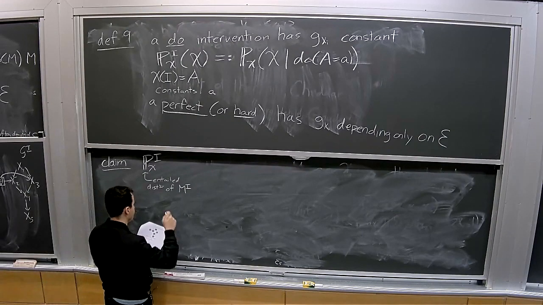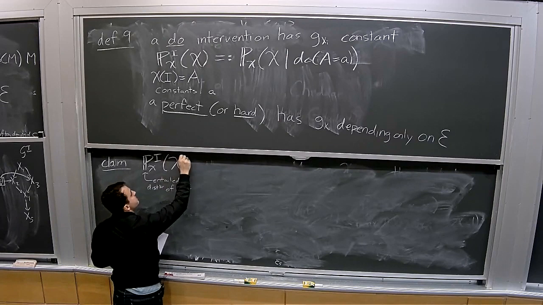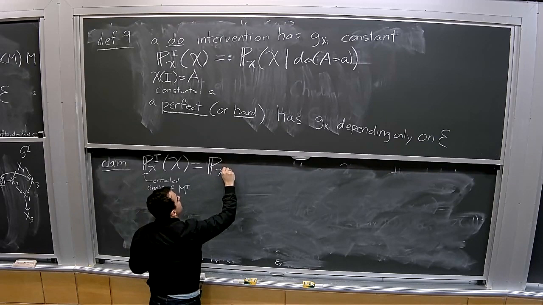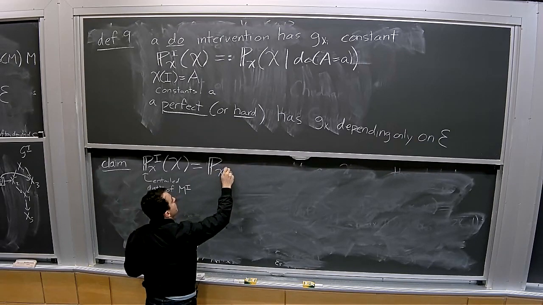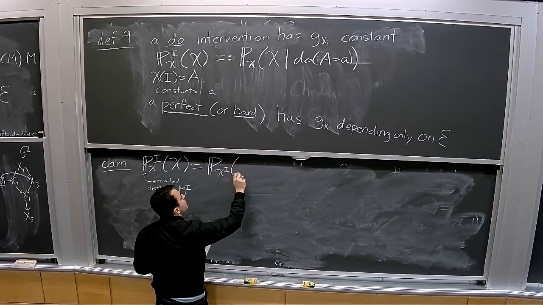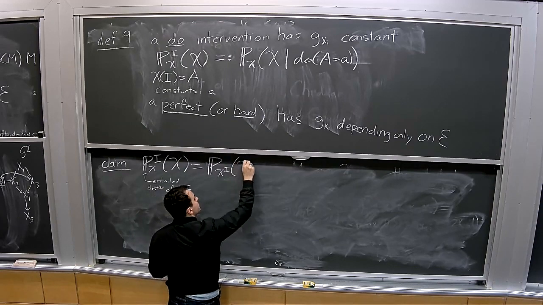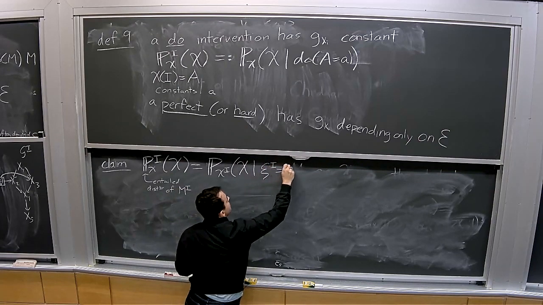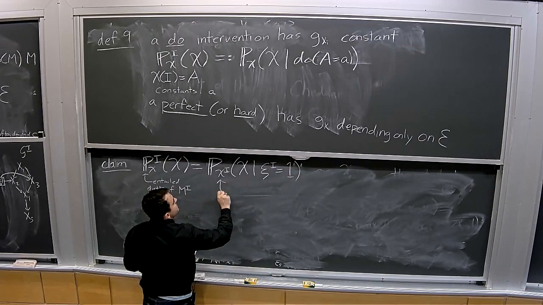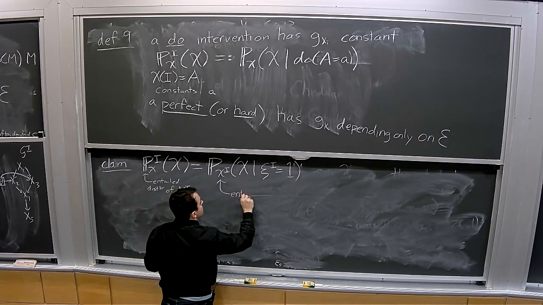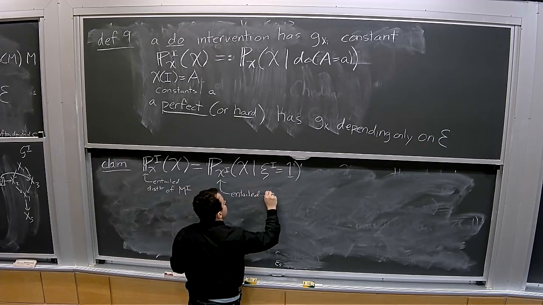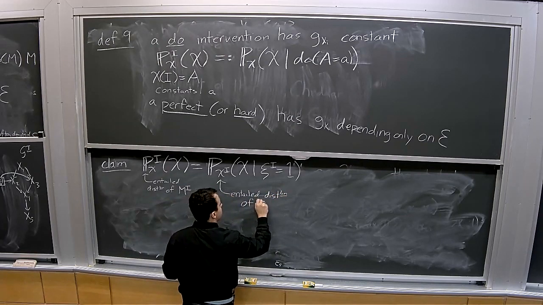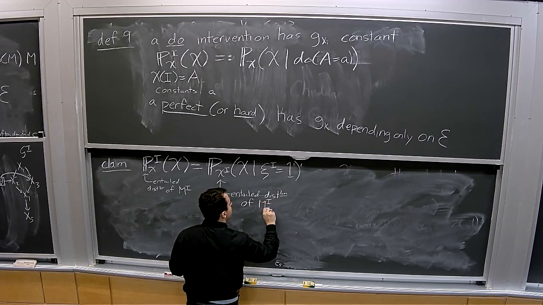This distribution is the same as the distribution now over those same variables x if I condition on that intervention happening. So this is the entailed distribution of M I plus.